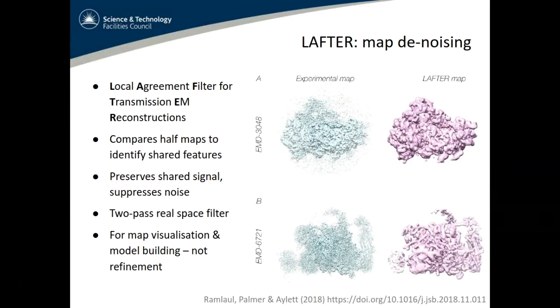At the moment, we say this is very nice for map visualization and model building, but it's not so good for refinement. That's mostly because the refinement tools try to estimate noise distributions, and in the LAFTER maps there is not much noise to estimate anymore, so we think it wouldn't necessarily work so well.